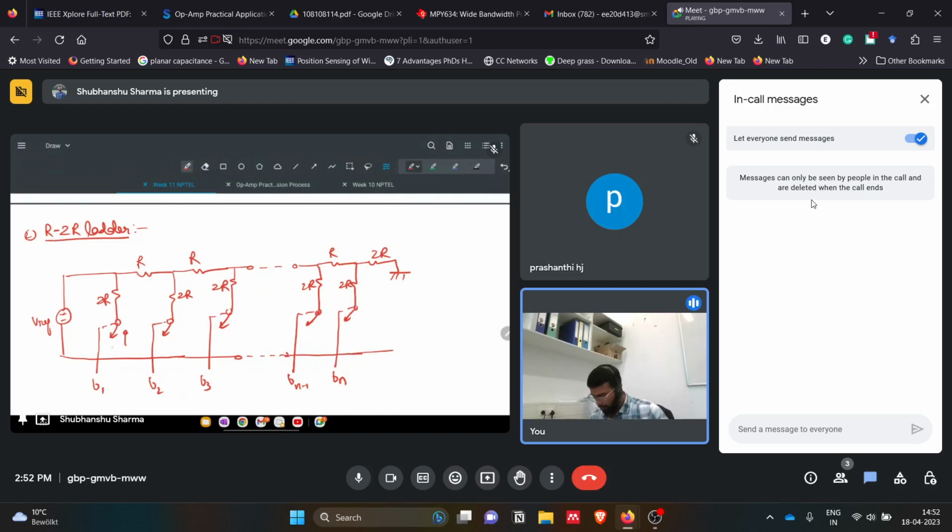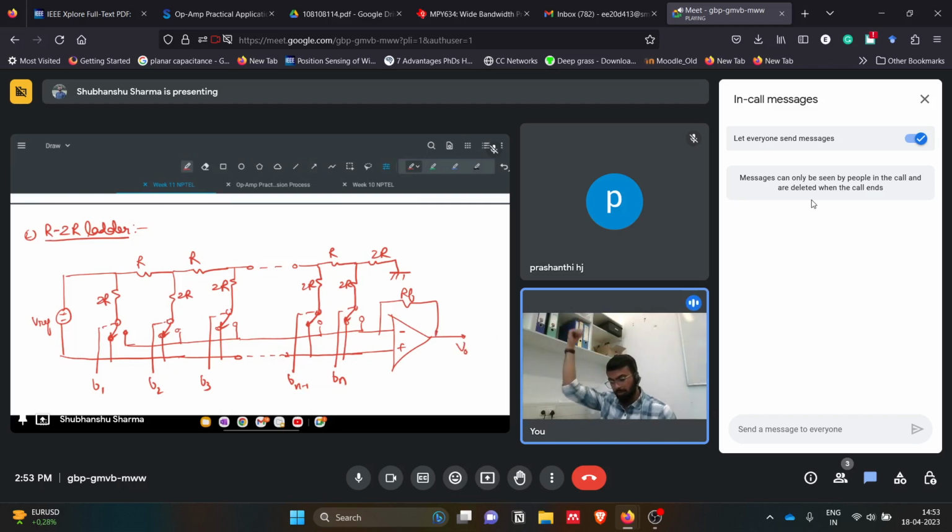This part is by default connected to the ground terminal, and the other part has two terminals. One is connected to the inverting side of the op amp and another to the non-inverting side, and we then give a feedback resistor RF from the op amp feedback network and get the output voltage V naught. So this is a typical R-2R ladder circuit network.